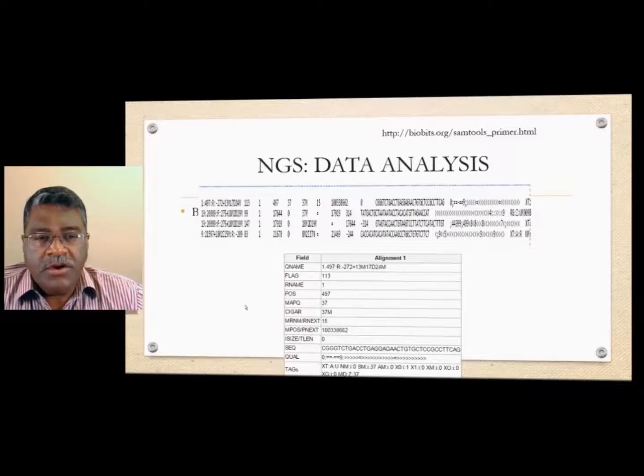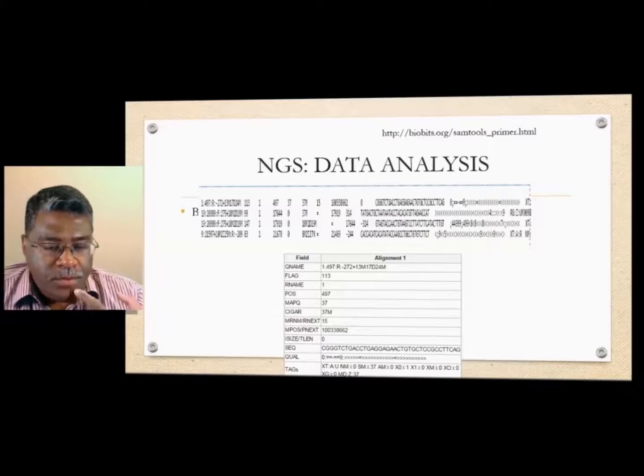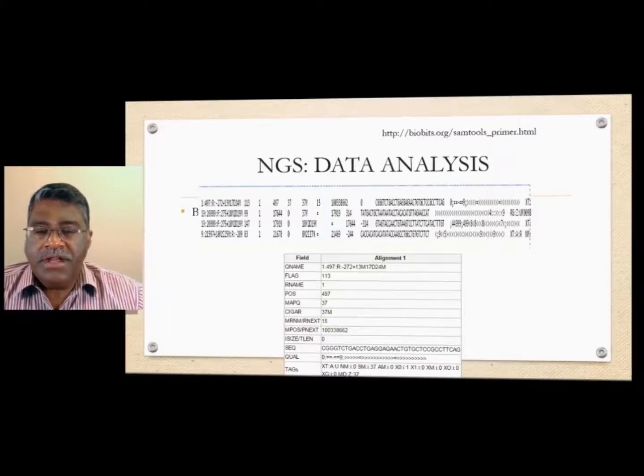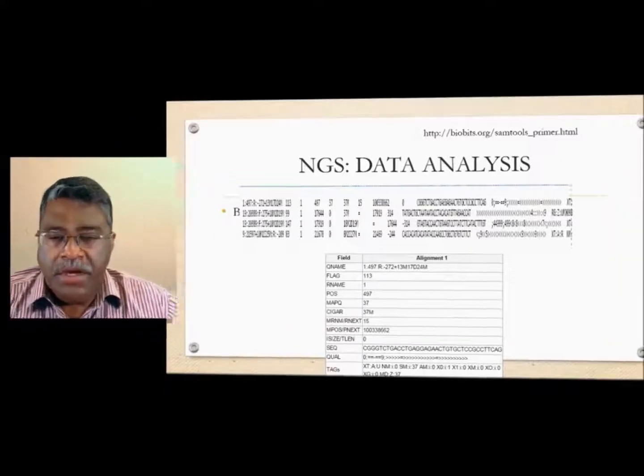So there's something called SAM-BAM. SAM is an alignment, a sequence alignment report that is kind of human readable, and binary BAM is machine readable. So we are going to look at some aspects of this, not all, but some that are kind of crucial.